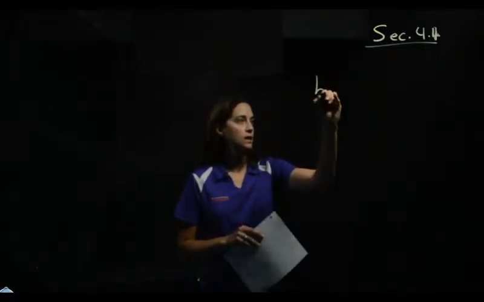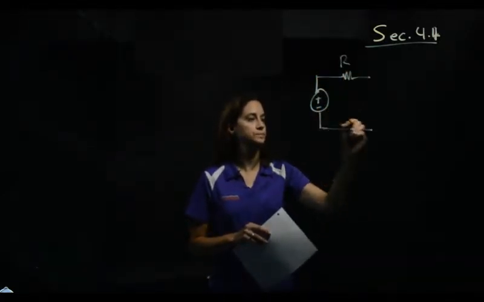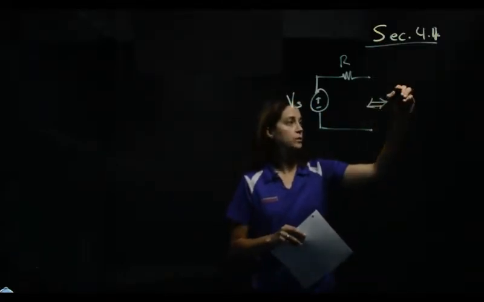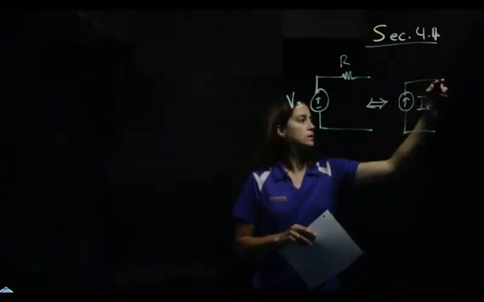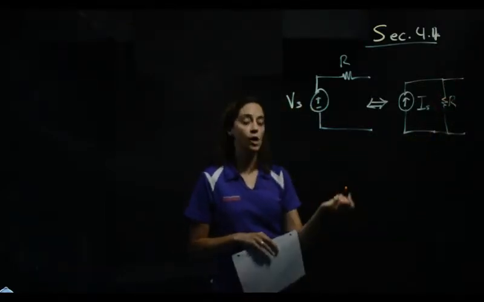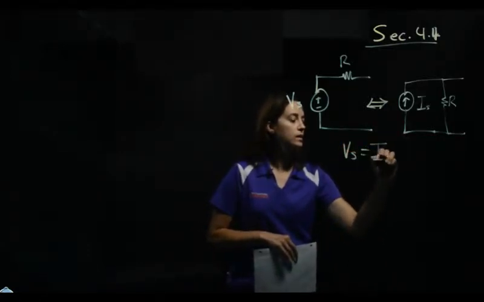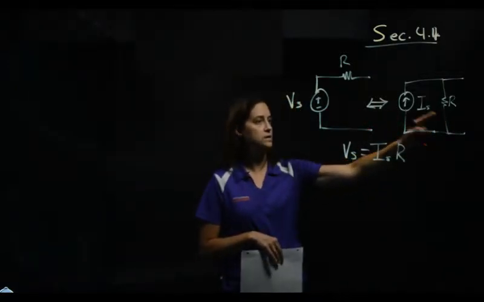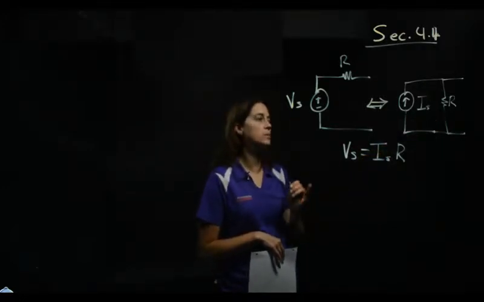So we can take an independent voltage source in series with some R and transform it, we can go either way, to a current source in parallel with that same R using Ohm's law. Vs equals Is R. So if we're going this way, then we just need to multiply these two together to get our voltage source. If we have our voltage source and we're going to the current, then we need to divide by our resistance.